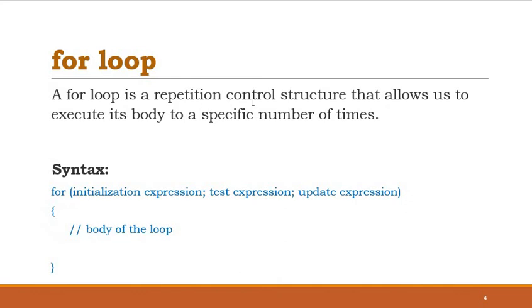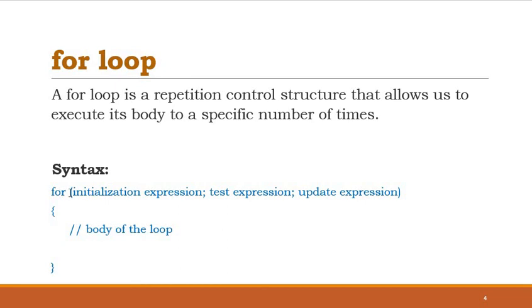A for loop is a repetition control structure that allows us to execute its body a specific number of times. So whenever we want to execute some statements that we write in the body of the for loop a specific number of times, then in general we should use the for loop. Next we will go to the syntax of the for loop.